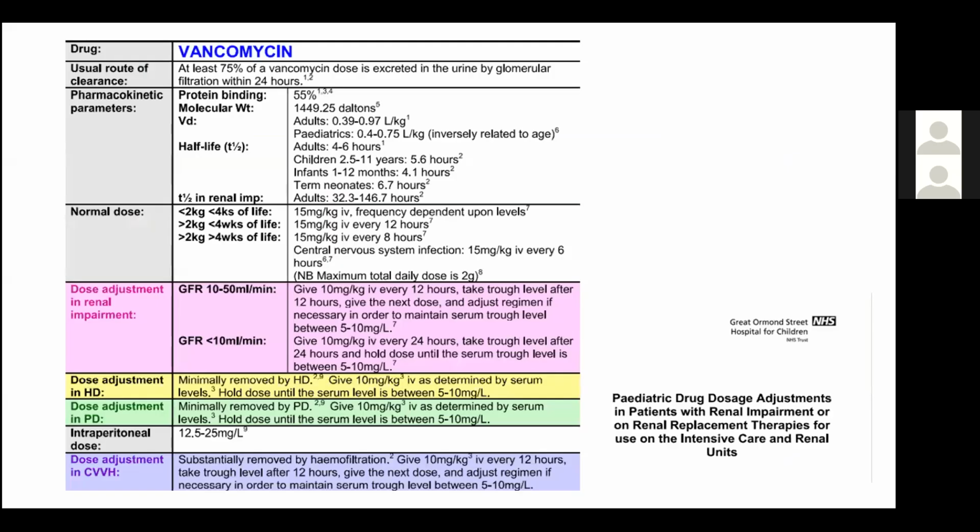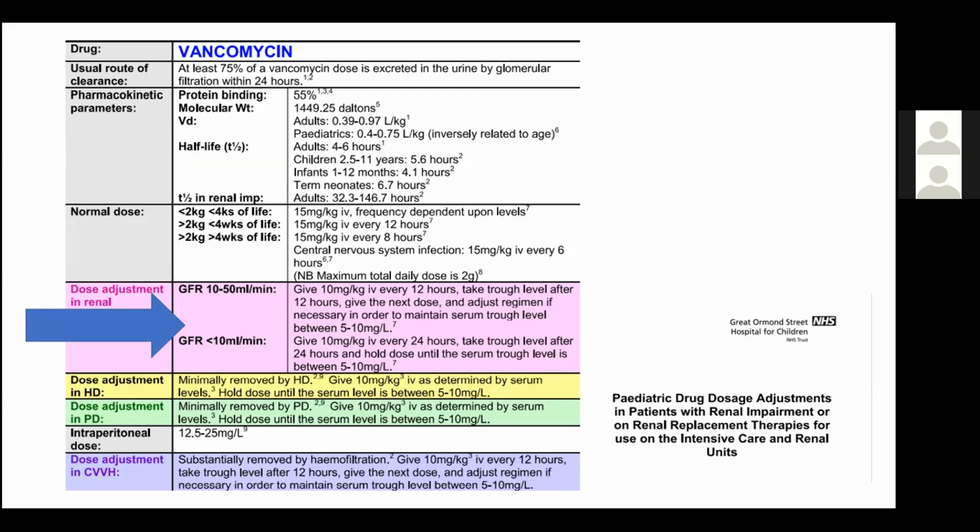Now, this is another example. If, for example, we are giving vancomycin to a patient who has a creatinine clearance of less than 50, we give a dose of 10 milligram per kg. So depending upon the creatinine clearance, maybe after 12 to 24 hours, we'll have to go for a drug level.